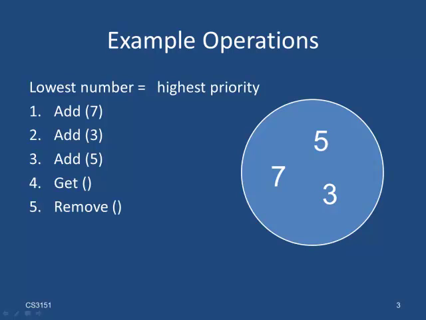Now we perform a remove operation. Again, we do not specify the item that is removed. The value 3 will be removed since it is still the value with the highest priority. Finally, we perform one more remove operation. This time 5 has the highest priority and therefore 5 is removed.